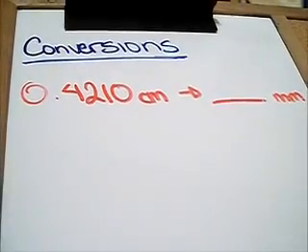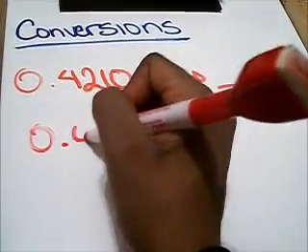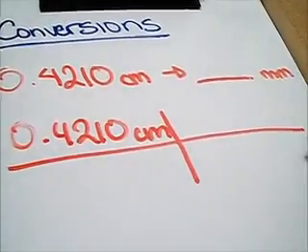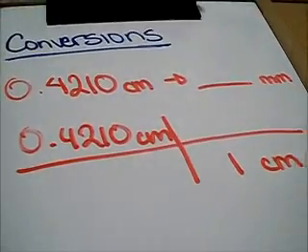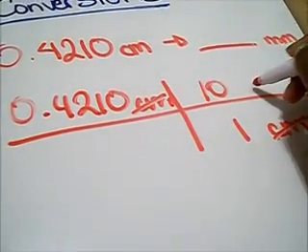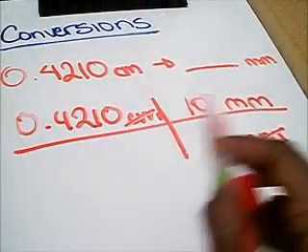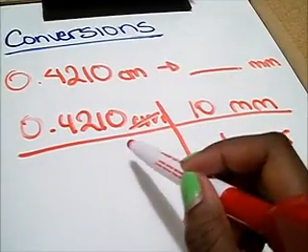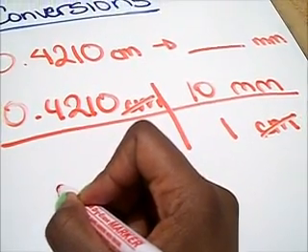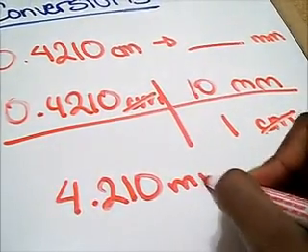So in this case, it would be centimeters to millimeters, which is 1 decimal place. So you have 0.4210 centimeters, and over here you have 1 centimeters. Centimeters cross each other out, and then to make up 1 centimeter, equals 10 millimeters. And then what you would do is multiply the top together and divide it by the bottom. So you have 0.4210 times 10 equals 4.210 millimeters.